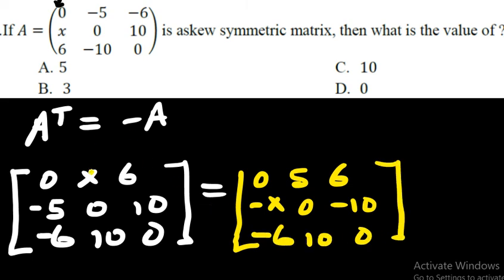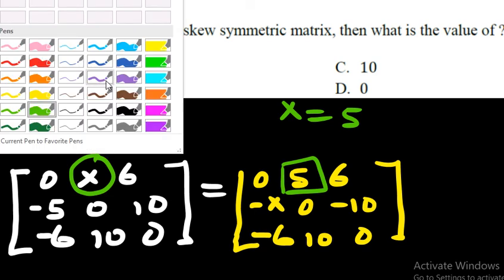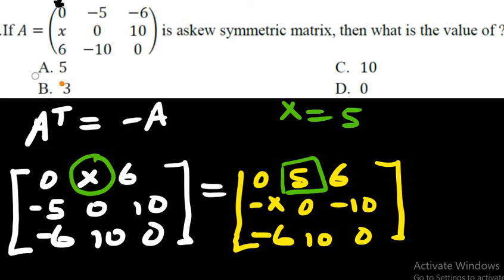Now the second entry here, because the two matrices are equal, means the second entry, that means x is equal to 5. Or where is x in another place? You can observe, you can see, or you can search for the x. It is here again. Negative x is equal to negative 5, means x is equal to 5, so the answer must be A.